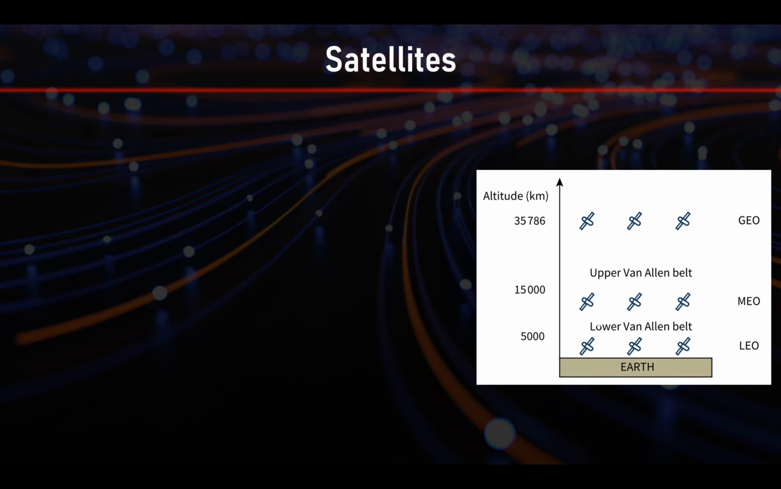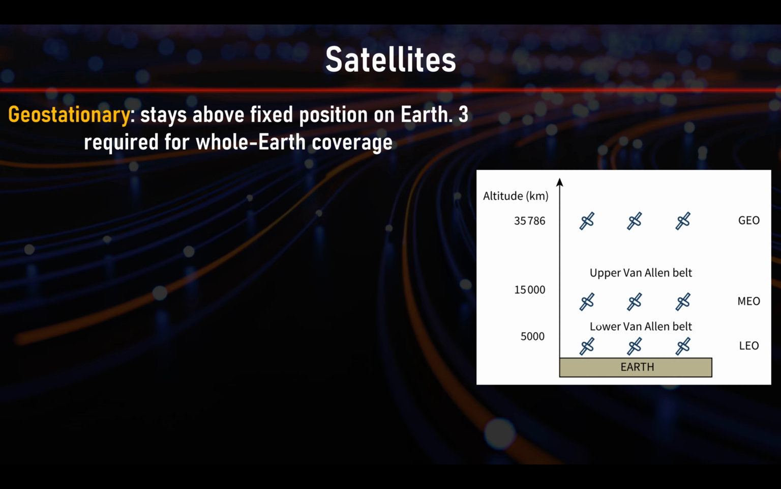Alright, so just finally then, let's talk about satellites. And for satellites, there are going to be different types. One is geostationary, so they're going to stay above a fixed position on the Earth. And here we only need 3 for whole Earth coverage.